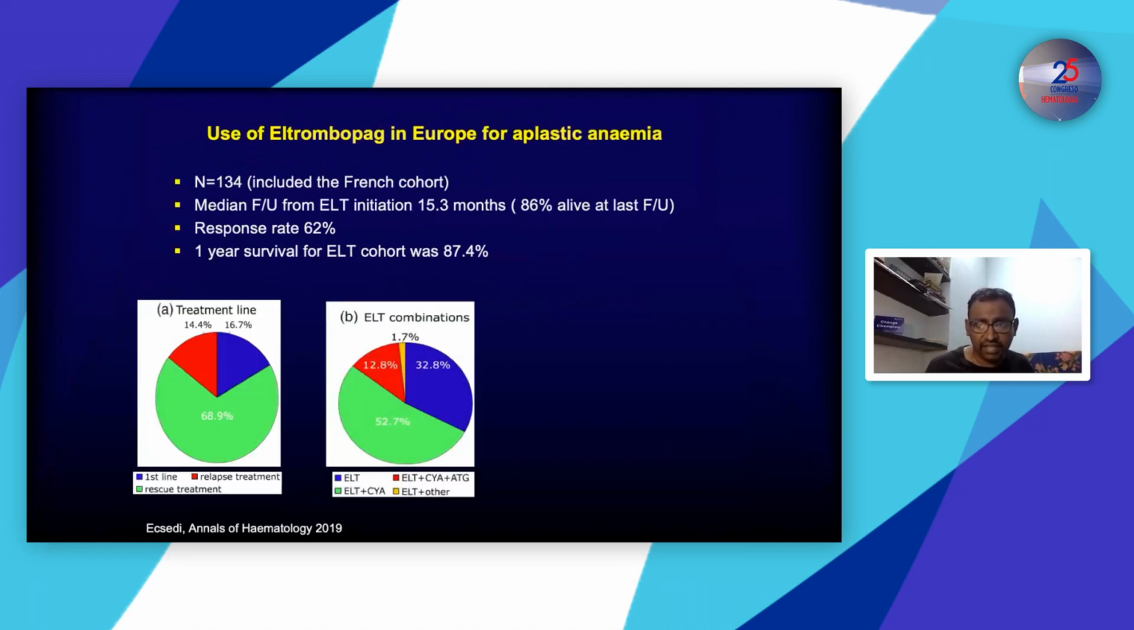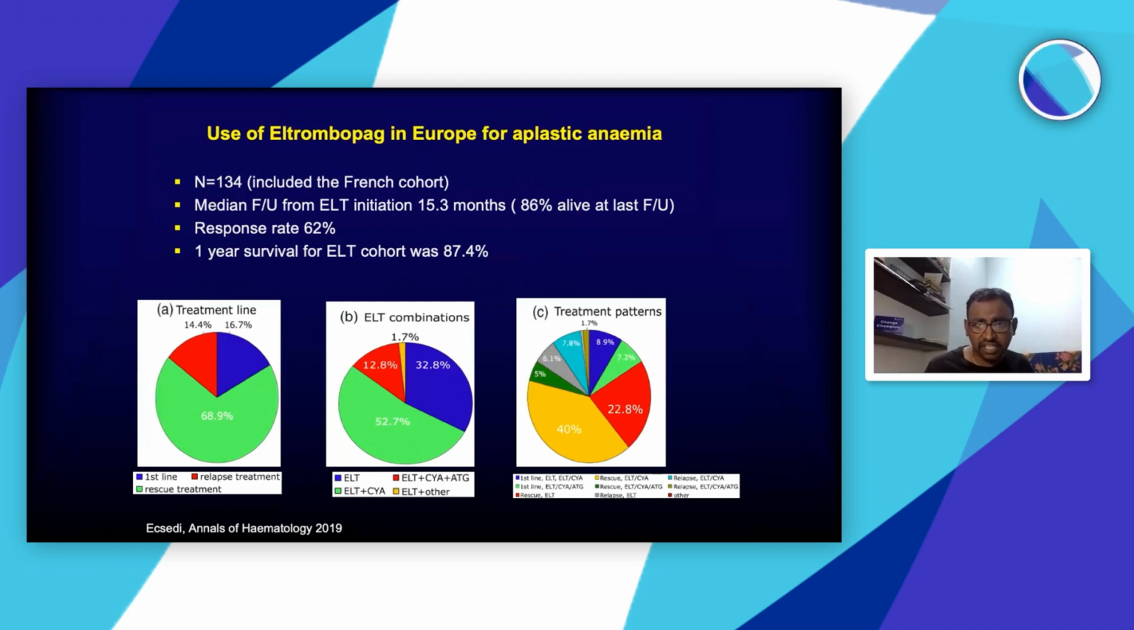And in the real-world data collected through the EBMT in a number of European centers, you could see that physicians used eltrombopag in a number of different combinations, different lines, and different treatment patterns as well, with an overall response rate of up to 60% seen in this very heterogeneous cohort.